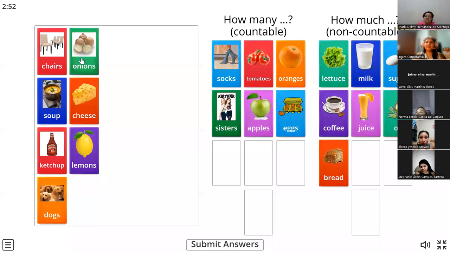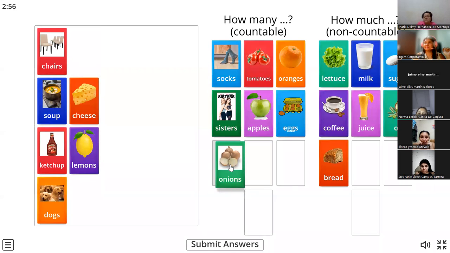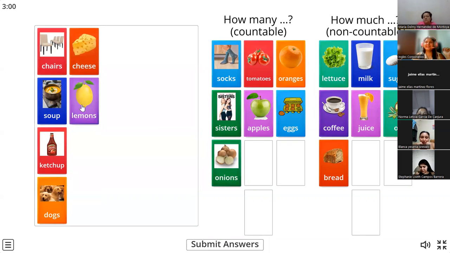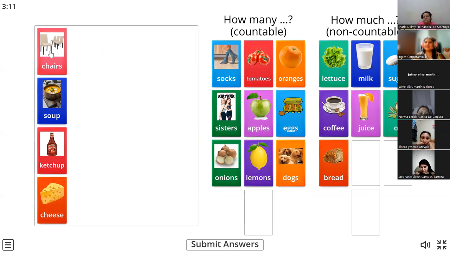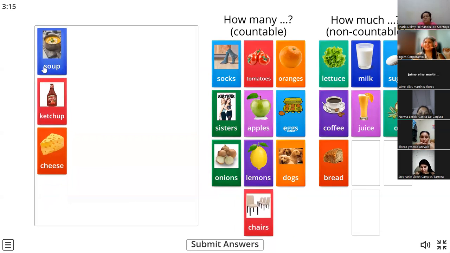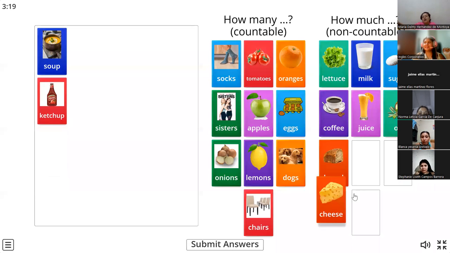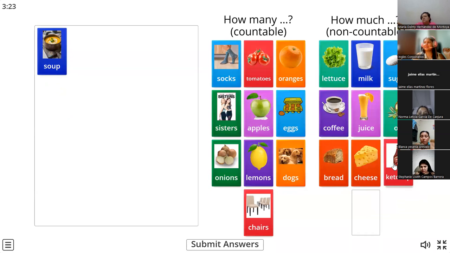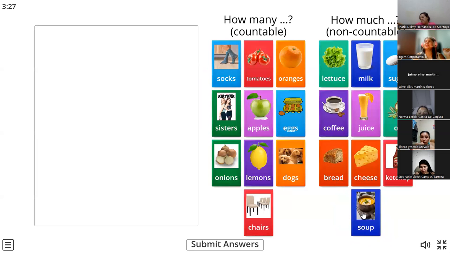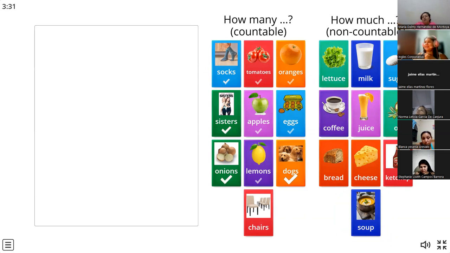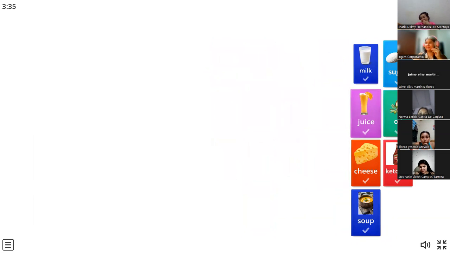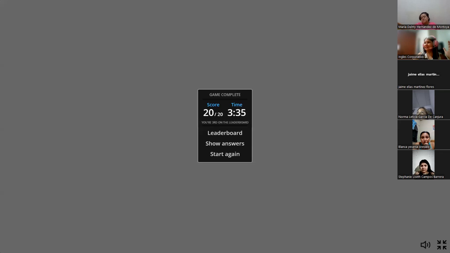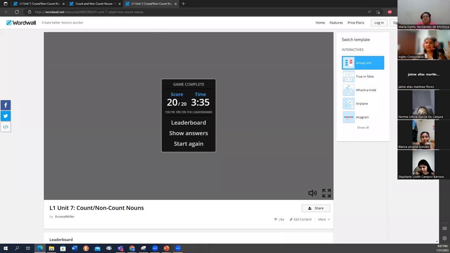Okay, what about onions? Countable. Lemons. Countable. Dogs. Countable. Shirts. Countable. Cheese. Countable. Ketchup. Non-countable. Okay, let me see if all of them are correct. Good, very good. Now you have an idea, okay? Tienen una idea de lo que es contable y no contable.